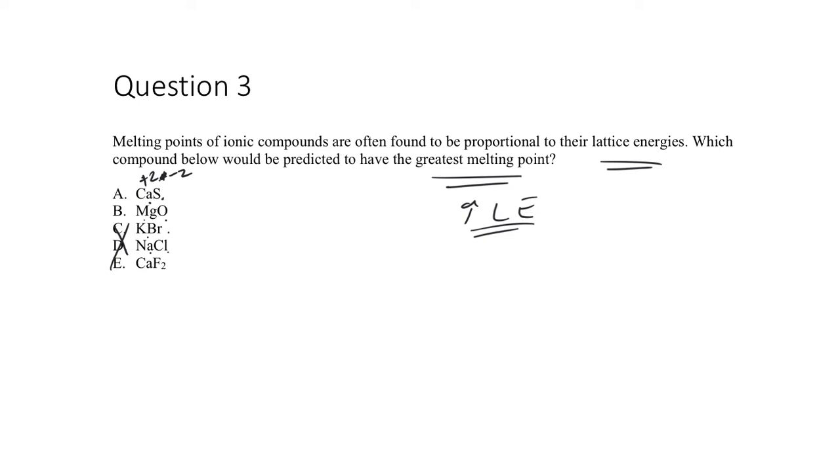Do I want the bigger ions or the smaller ions? Smaller ions are more attracted together, giving higher lattice energy and a greater melting point. Now, melting points aren't always directly proportional, so sometimes you'll see a break in this trend. But just for predicting here, MgO would have the highest melting point of these 5 compounds.